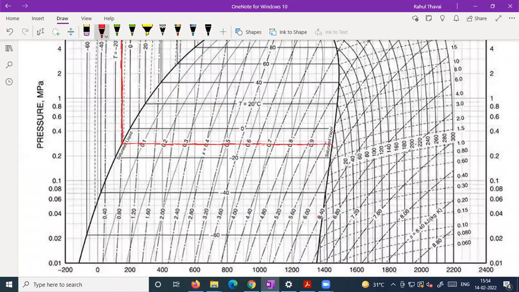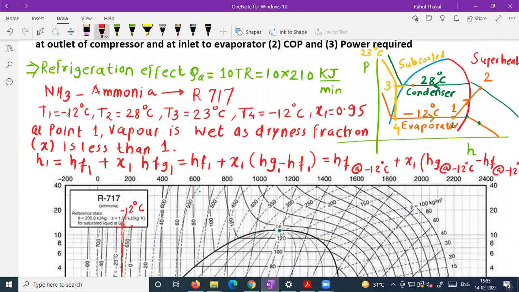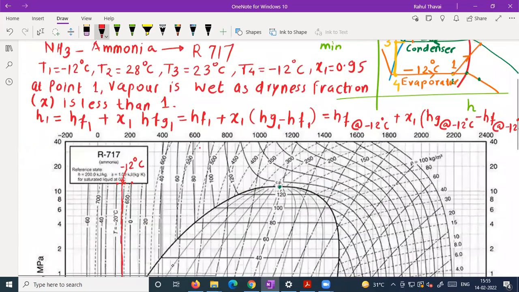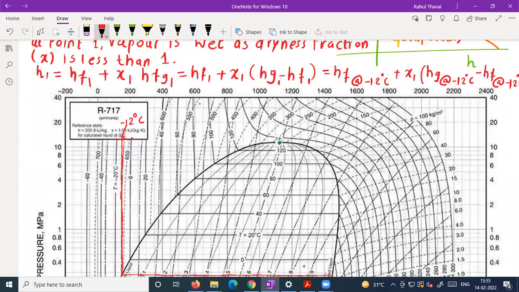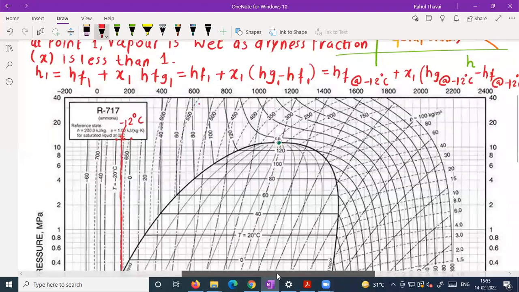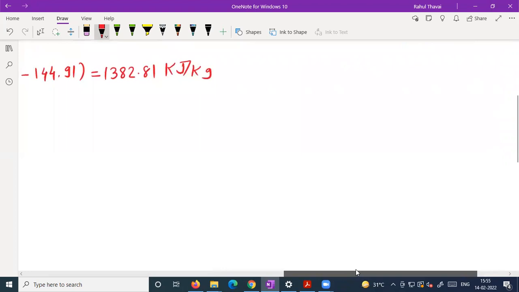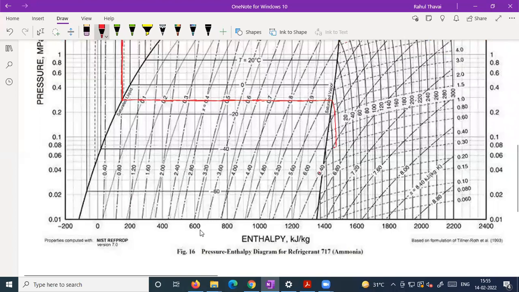Similarly, it will go down. You can see it will go somewhere like this, right? So the temperature line I have drawn. I know the temperature is -12°C, but this -12°C line has to be intersected by the enthalpy line. Just now we calculated the enthalpy at point number 1. Are you able to recall what enthalpy we got? 1382, right? So let us see where we'll get 1382.